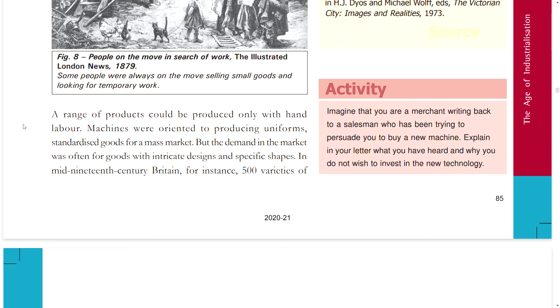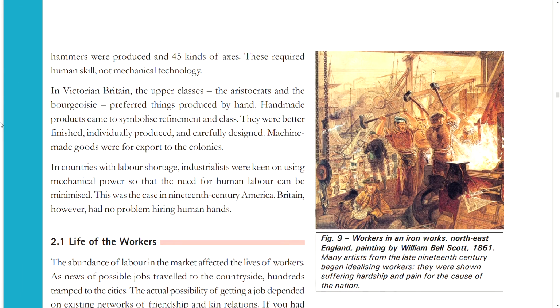A range of products could be produced only with hand labor. Machines were oriented to producing uniform, standardized goods for a mass market. But the demand in the market was often for goods with intricate designs and specific shapes. In mid-19th century Britain, for instance, 500 varieties of hammers were produced and 45 kinds of axes. This required human skill, not mechanical technology.